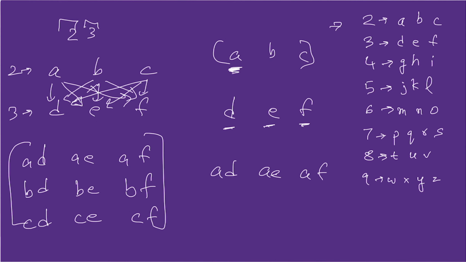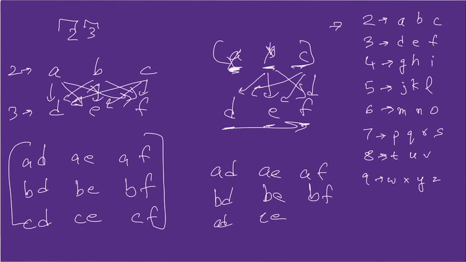Now that the new digit's characters are exhausted, we go to the next item in our list, which is B, and we do the same. We do B and D, so BD, then B and E, so BE, then B and F. Now B is done, so we move on to our next item in the list, which is C. So we do CD, then CE, and CF. And then this becomes our new list, and we discard the previous list that we had.